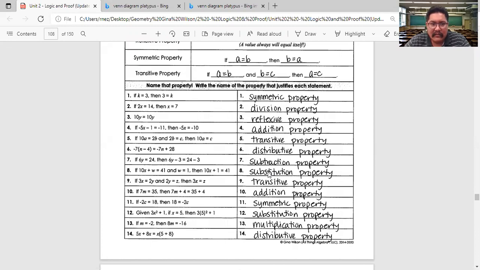So you have to narrow it down to one thing. All right, number 9. If 3x equals 2y and 2y is the same as z, then 3x equals z. All right, and again, there's quite a lot of ifs and thens. Well, we also have an if and then here, but that was a substitution. So if you have an if and then, that could be transitive or it could be substitution.